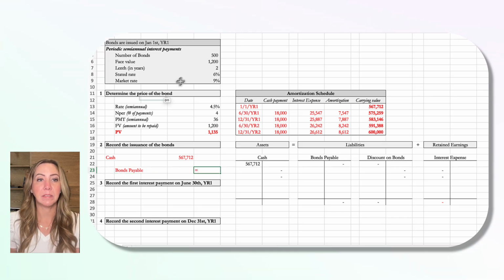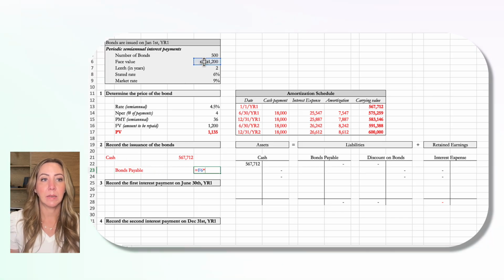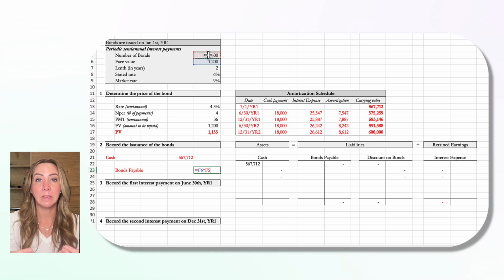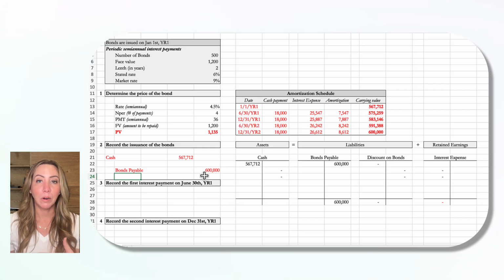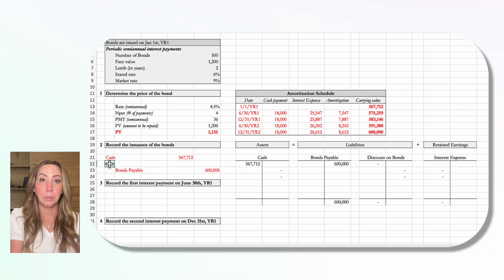It's going to be the face value of the bond times the 500 bonds. This is what I must pay back at the end of the 2 years. So notice my T accounts are also filling out. And the difference between these two accounts, I have to put it somewhere. So right now I have $600,000 in my liability account. I owe $600,000. But actually, I'm borrowing less. So the difference, I need to put it in an account somewhere as a placeholder.